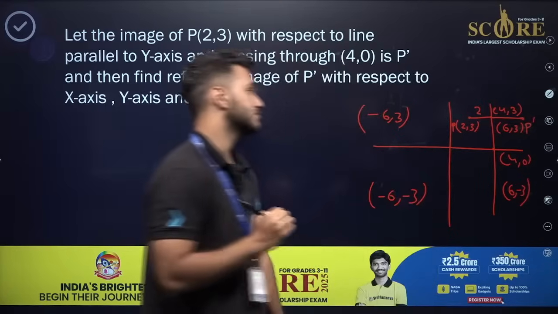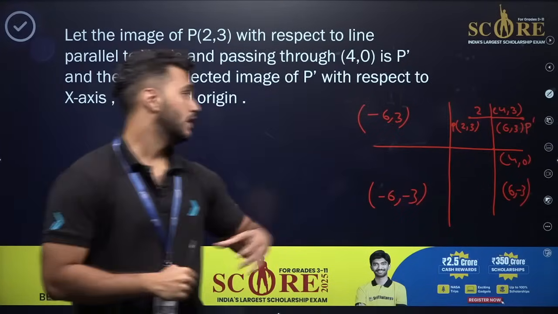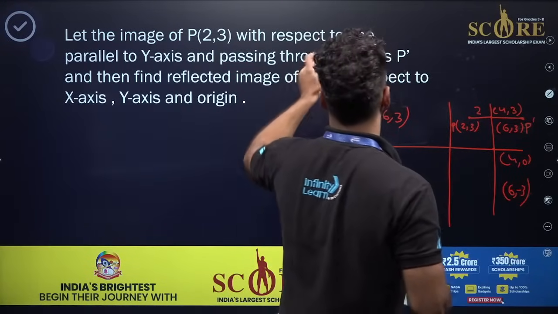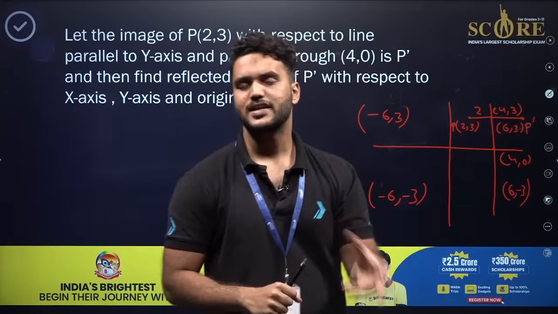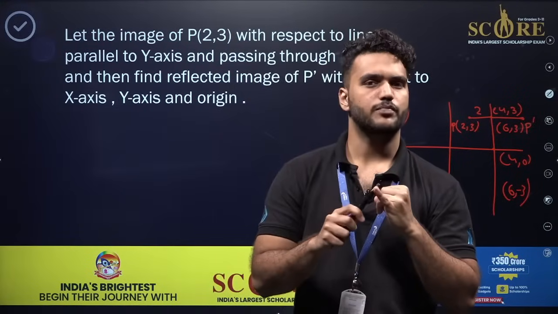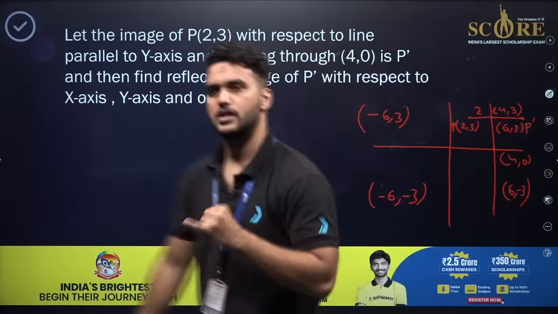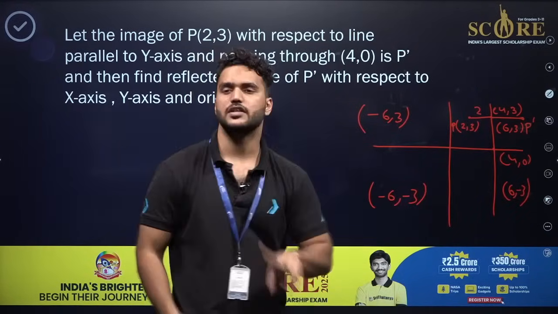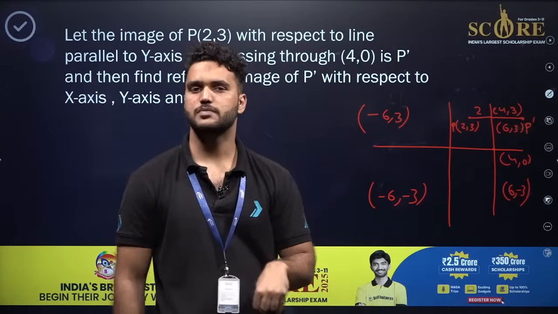Is it clear, guys? Any doubt in it? I have completed this question. This question asked to find first P dash. P dash was (6, 3). Then they asked for the reflection of P dash with respect to the x-axis. This is the reflection of the x-axis. Then find the y-axis reflection. This is the y-axis reflection. Then find the reflection with respect to the origin. This is the reflection with respect to the origin.